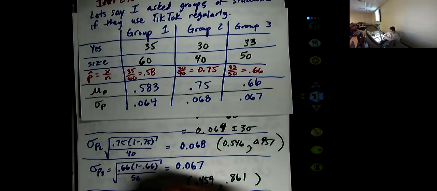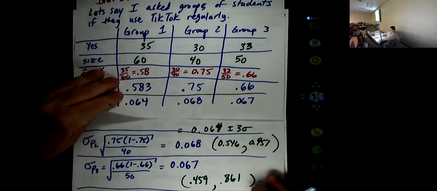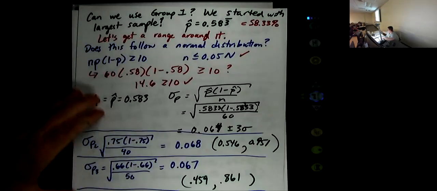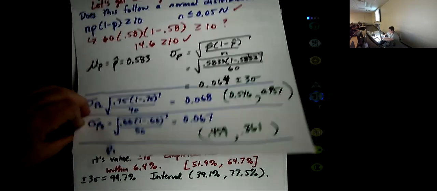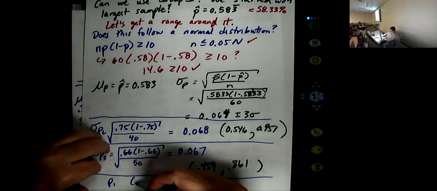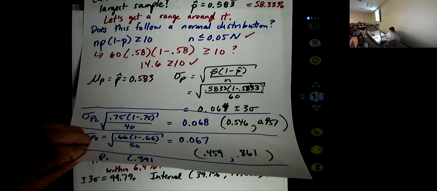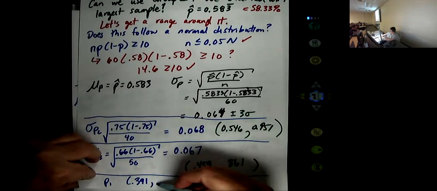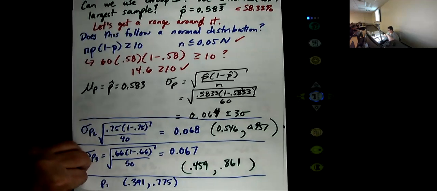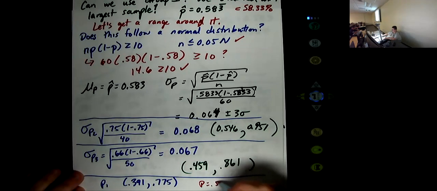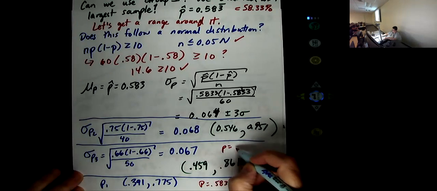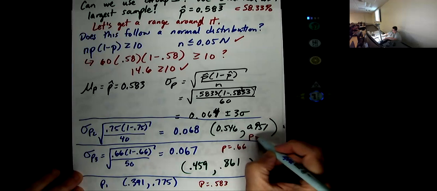P3's group. P1's group. What did I have for P1? Get all these numbers on one page. 0.391. 2.775. This was P equals 0.583. P equals 0.66. And P equals 0.75.